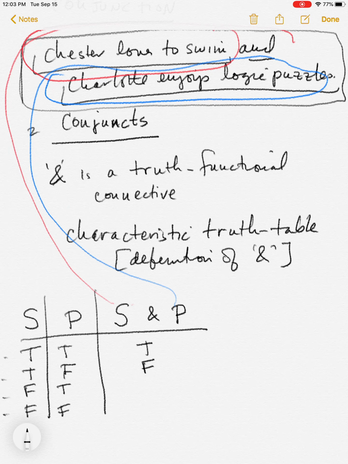We've done 2. Let's move down to the third row here. Suppose that Chester does not love to swim. It's false that he loves to swim, but it's true that Charlotte enjoys logic puzzles. Well, now we've got something I hope you recognize as being false. And now finally, suppose both of the components are false. He does not love to swim. She does not enjoy logic puzzles. The entire conjunction is false.